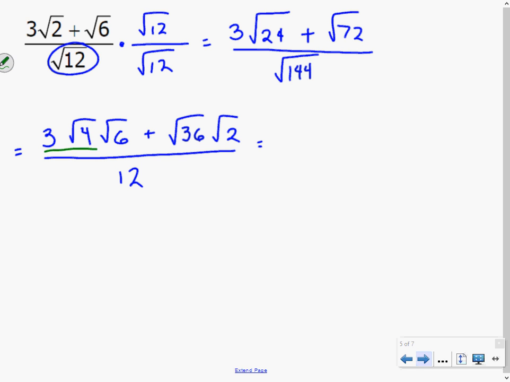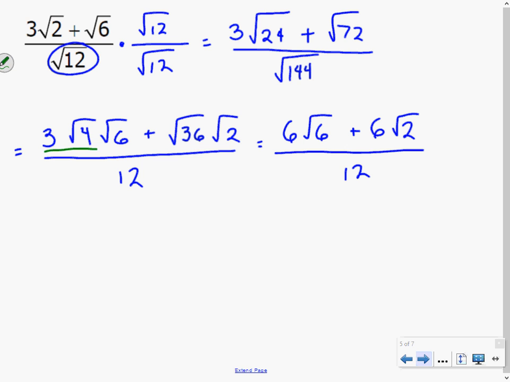Okay, 3 times the square root of 4, so 3 times 2 is 6. So we get 6 square root of 6 plus, and then we've got 36 under our square root there, which turns into a 6. We've got the square root of 2 all over 12. And now we can actually do a little bit of reducing here.